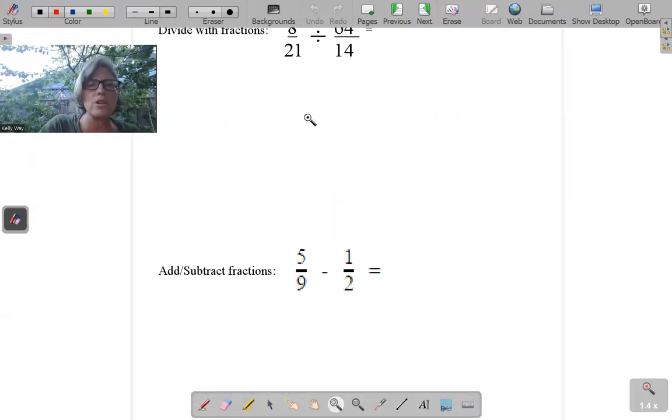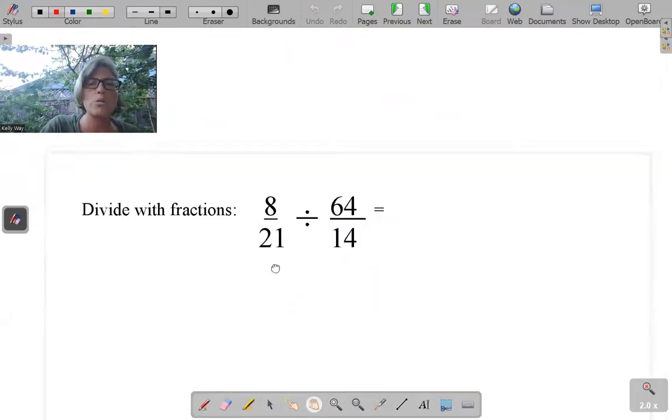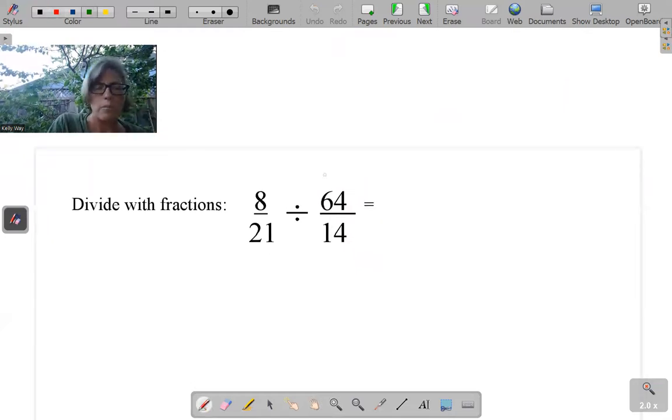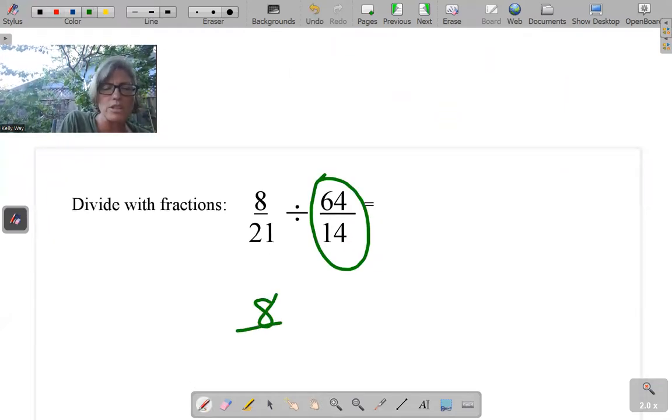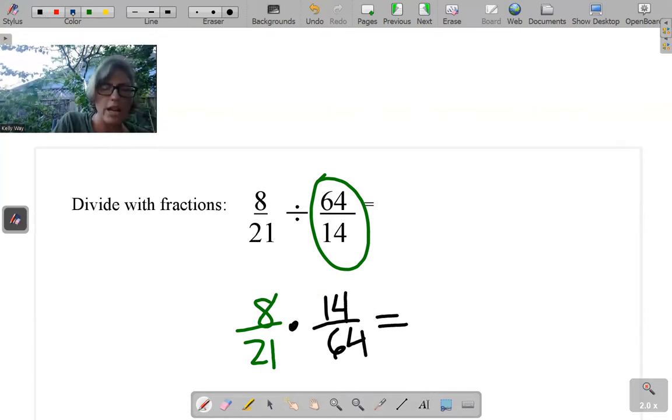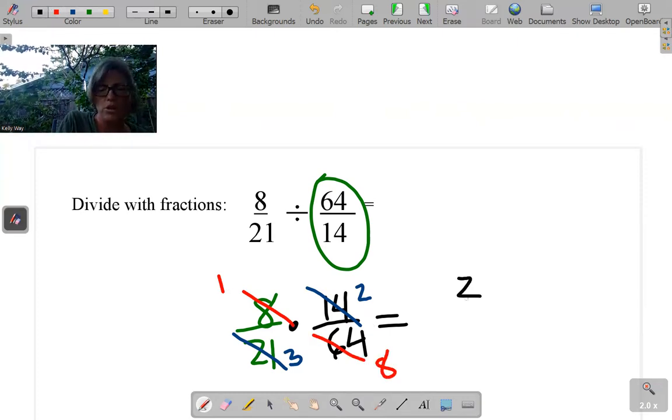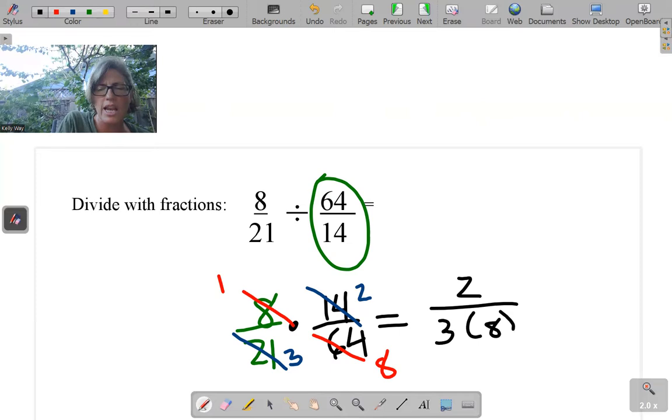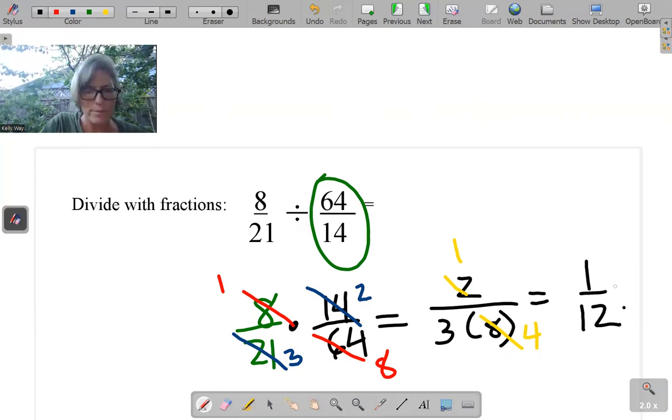Dividing with fractions. You should have finished this as well on your own. We're going to flip that. So I have 8/21 times 14 over 64. Should have canceled. 7 goes in there twice and 3 times. Going this way, 8 goes in there once and 8 times. So this is 2 over 3 times 8. Cancel one more. Final answer, 1/12.